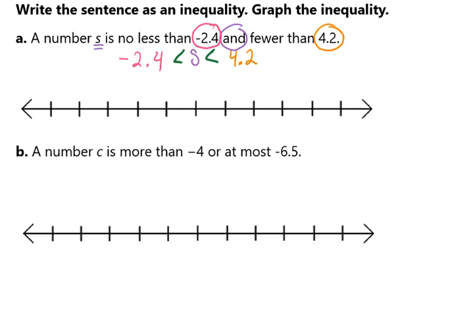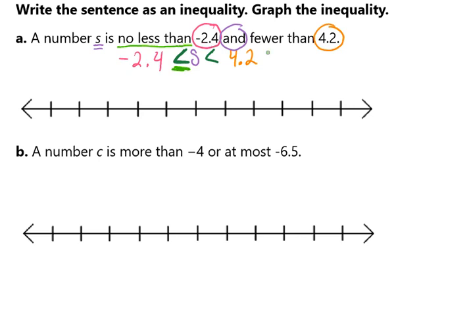So let's take a look at the words "no less than." So, less than. But when it says no less than, think of it like money. If someone told you to take no less than $5, then that means you could take $5, but you couldn't take $4. So here it's saying no less than, meaning you can have -2.4, that's fine, but nothing smaller. So here we'll use less than or equal to.